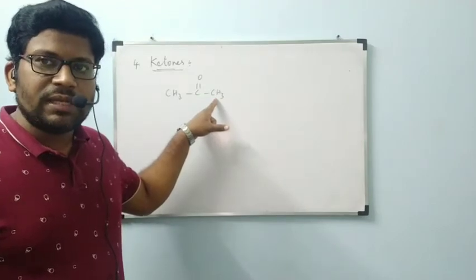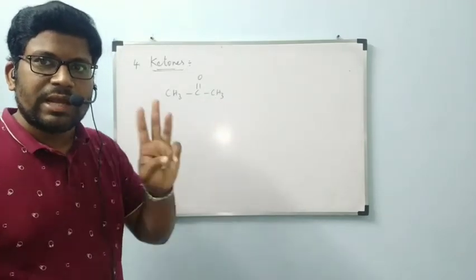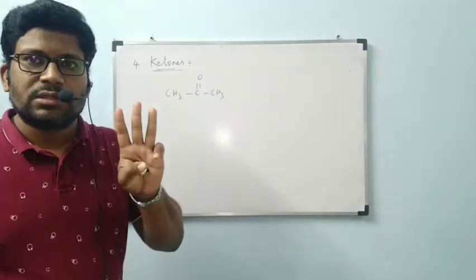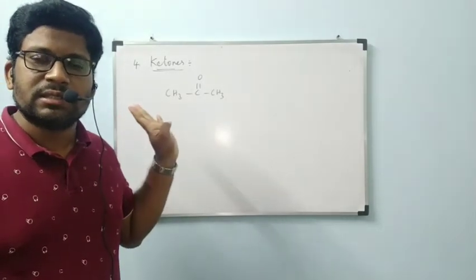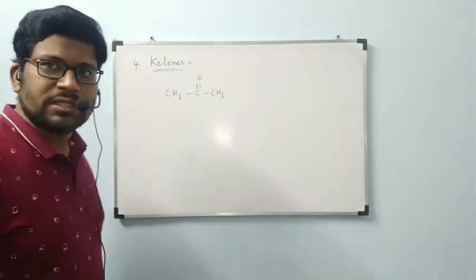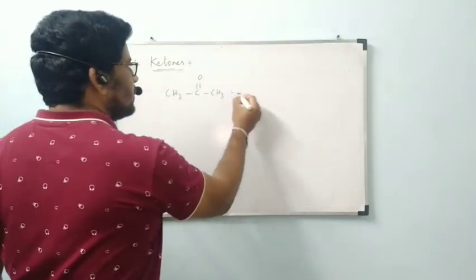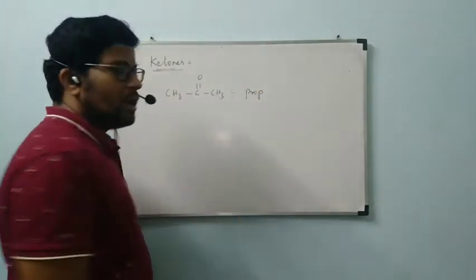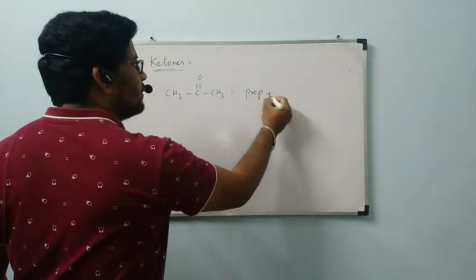So at least how many carbons must be there in a ketone? At least 3 carbons must be there. So we have to start the ketone with 3 carbons, definitely. 3 carbons means what is the root word? Prop. All are single bonds only, so an.